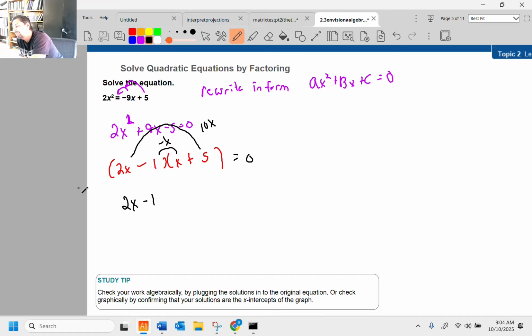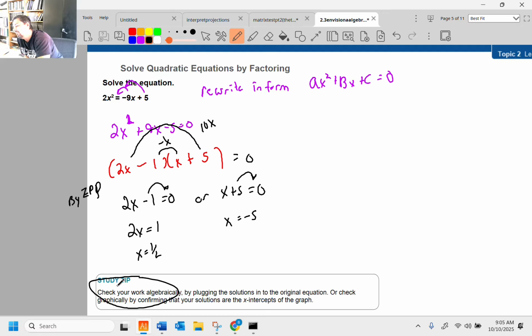I'm good at math. All right, so by ZPP, 2x minus 1 is equal to 0, or x plus 5 is equal to 0. Now, when I say ZPP, I'm talking about the zero product property, okay? The first one on the left here is a two-stepper. 2x is 1, divided by 2, x is a half. This is a single-step equation. We just subtract 5 from both sides.